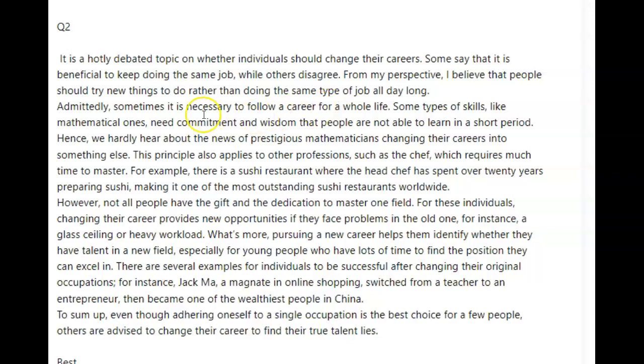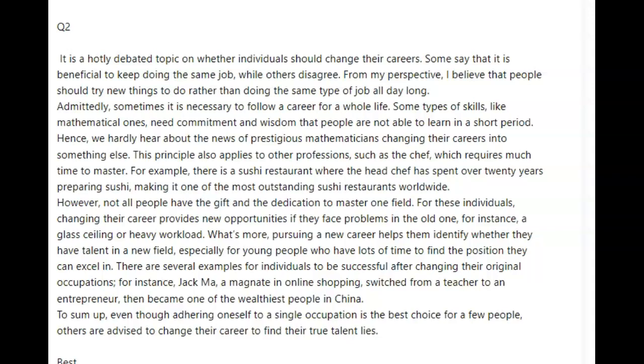Hence, we hardly hear news of prestigious mathematicians changing their careers into something else. This principle also applies to other professions such as the chef, which requires much time to master. For example, there is a sushi restaurant where the head chef has spent over 20 years preparing sushi, making it one of the most outstanding sushi restaurants worldwide. However, not all people have the gift and the dedication to master one field.